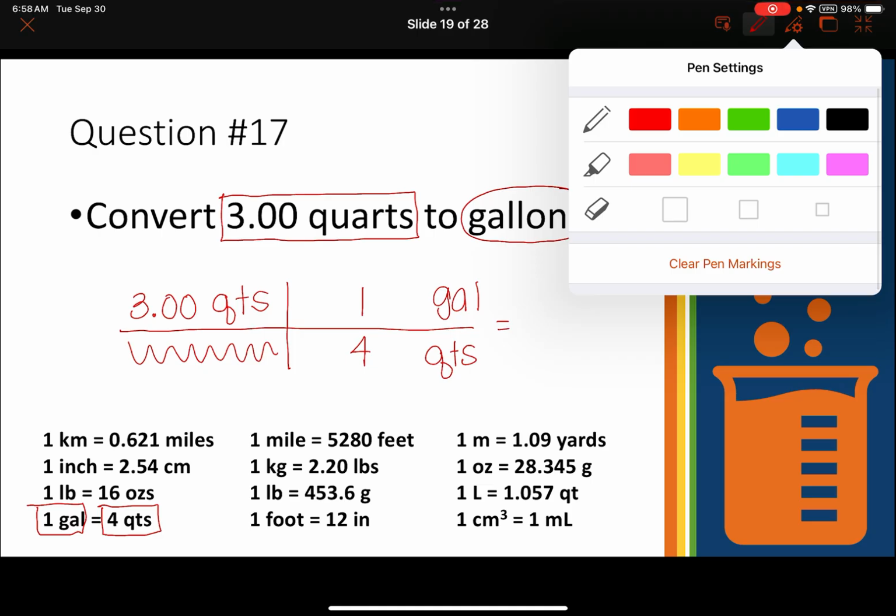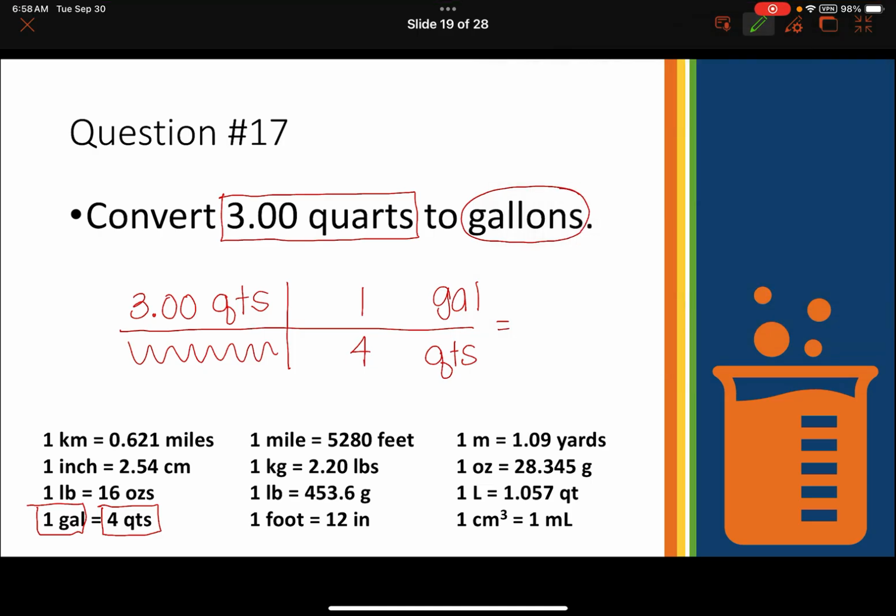So when we go to multiply these, we're going to do 3 times 1, which is 3. We're going to bring the 4 over on the bottom, and that's going to end us with 0.75, and make sure that you put the units on here. In our case, it's gallons.